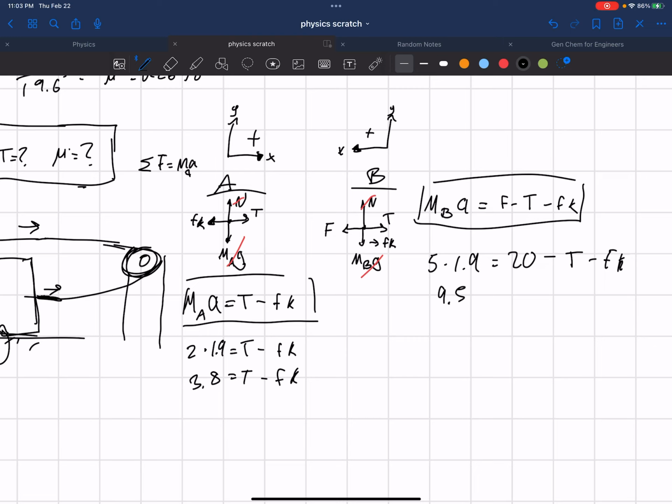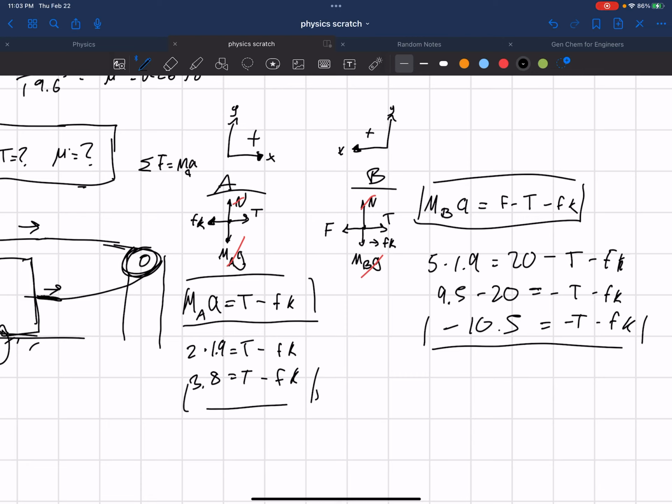And then remember, we're going to move this over here, flip it to the other side, pretend like we knew that, minus T minus FK. My handwriting is getting progressively worse. We're going to subtract that, and we get negative 10.5 is equal to negative T minus FK. That's what we have. Now, these are the two equations that we have right now, and we still don't know these two. So what are we going to do? We're going to stack them on top of each other.